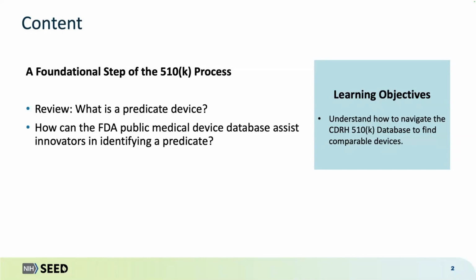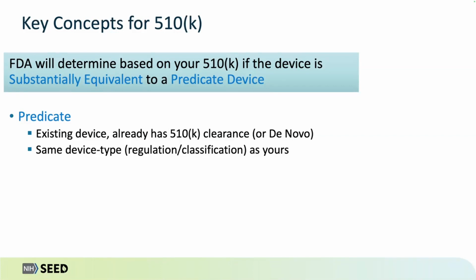But before we get into the database, let's have a quick review on what a potential predicate is and why it's so important for your pre-market authorization. When you submit a 510K application, the FDA will be evaluating whether or not your device is substantially equivalent to a predicate device. So what do these terms mean? A predicate is an existing device to which you will be comparing your new device. It needs to be legally marketed, meaning in most cases it already has a 510K clearance. When your device is cleared for market, it will inherit the same categorization, meaning the same regulation and device classification as the predicate device.